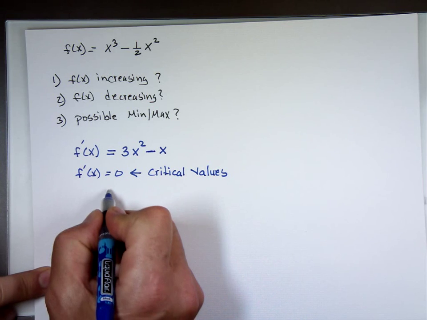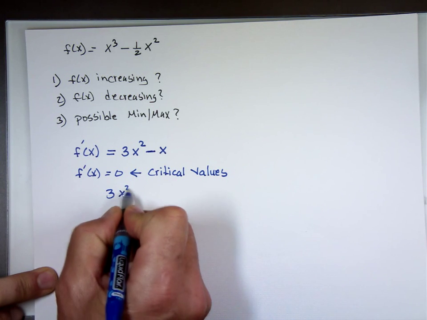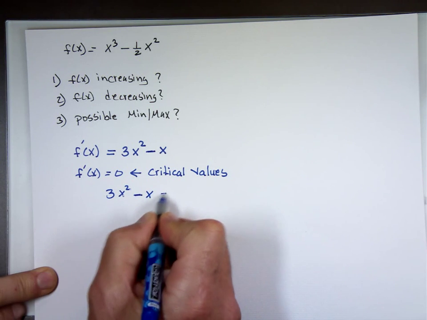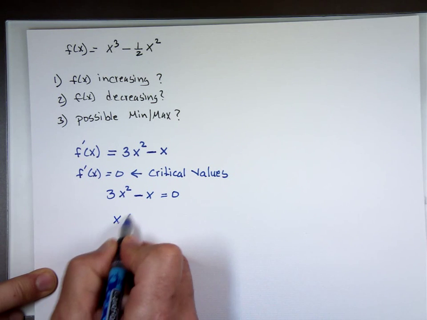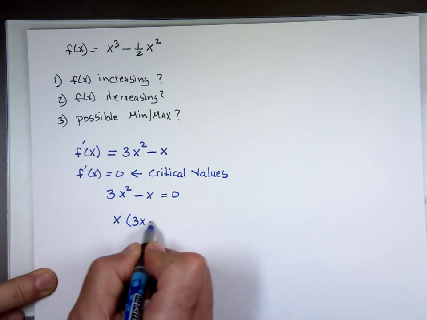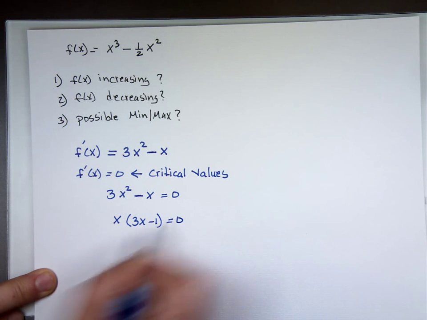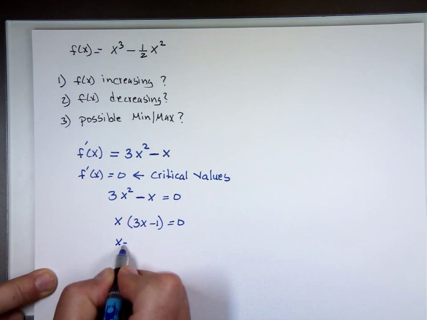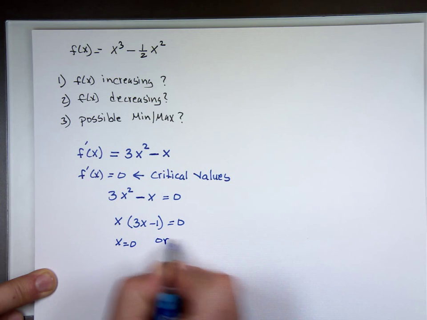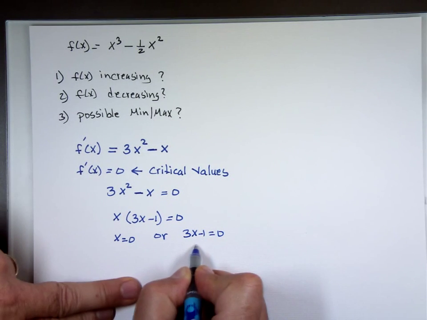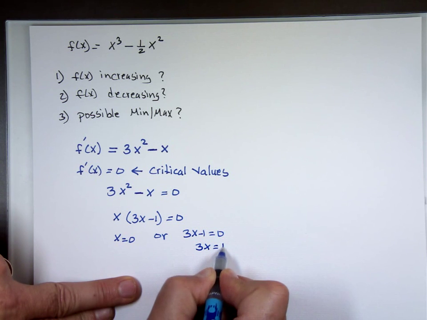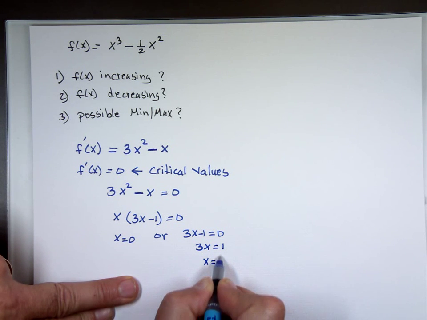So here we go. 3x squared minus x, set it equal to 0. Factor an x out. x times 3x minus 1 is equal to 0. x has to be 0, or 3x minus 1 has to be 0, which means what? 3x equals 1. x equals what? 1/3.